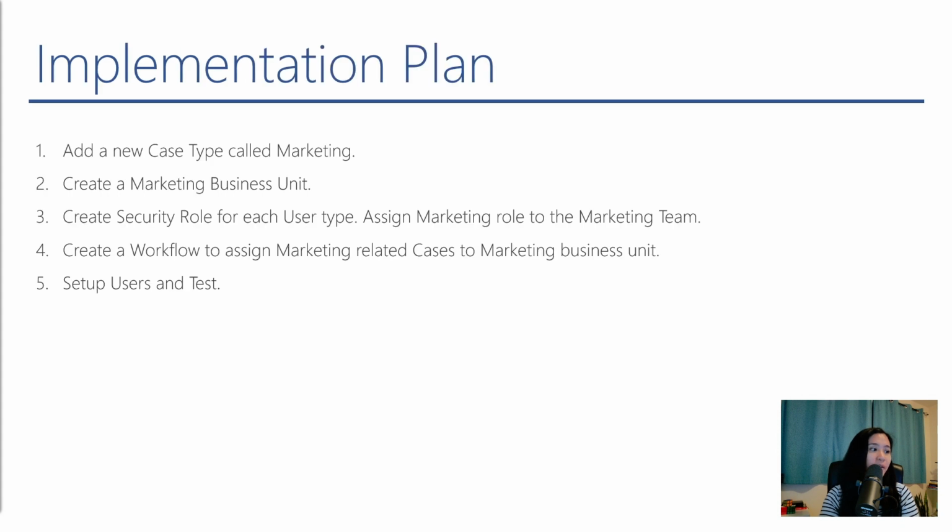Now, taking all the criteria in mind, here is our implementation plan. First, we need to add a new case type called marketing in the case table. This is to separate the marketing related cases from other cases. And then next, we need to set up the business unit, which is called marketing. And then we'll create security role for each user type. We need to ensure that the marketing role is assigned to the marketing team. Fourth, we need to create a workflow to assign marketing-related cases to the marketing business unit. And finally, we need to set up users and tests.